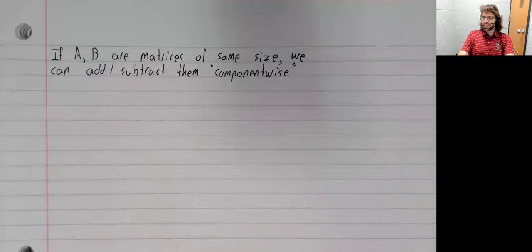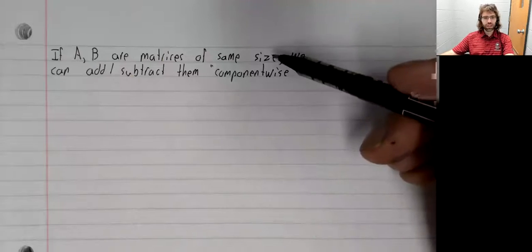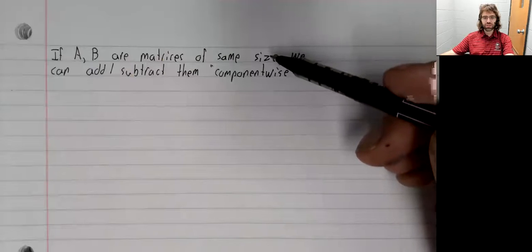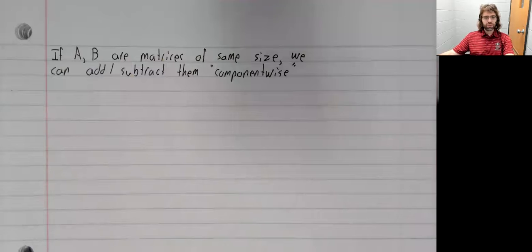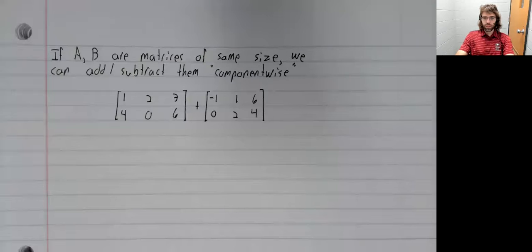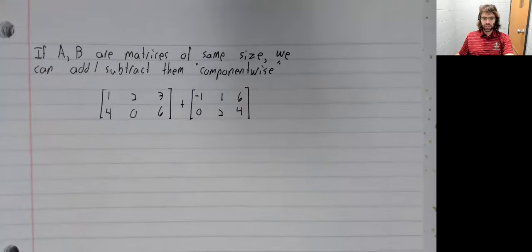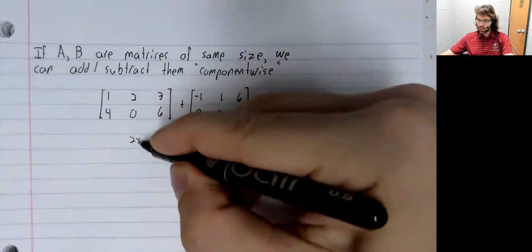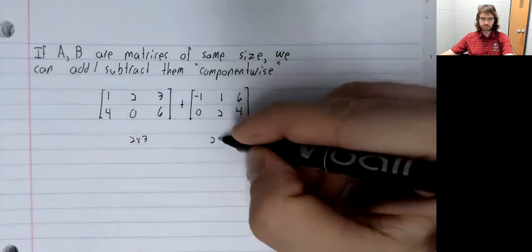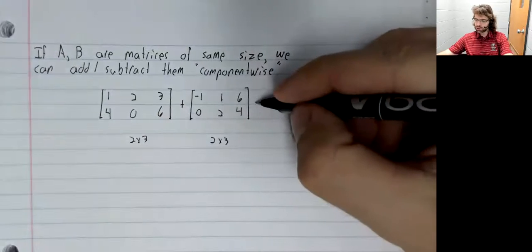Just as with vectors, we do have the condition that these matrices need to be the same size. Just as with vectors, addition and subtraction is done component-wise. So for example, if we wanted to add these matrices, we could. They are the same size. They're both 2 by 3.